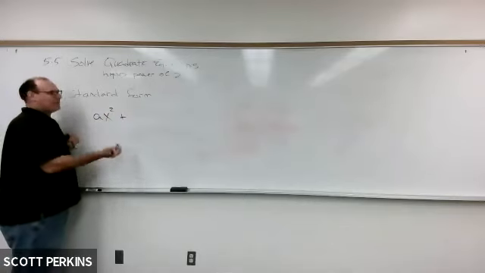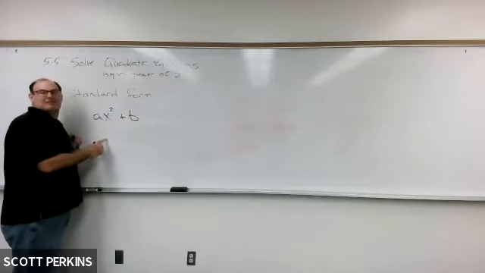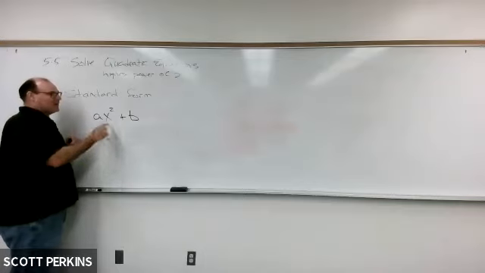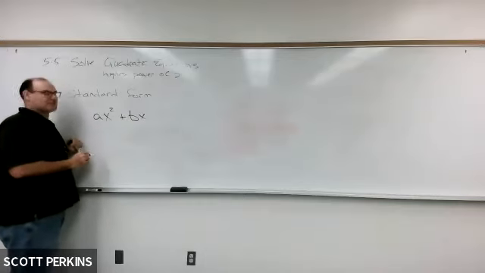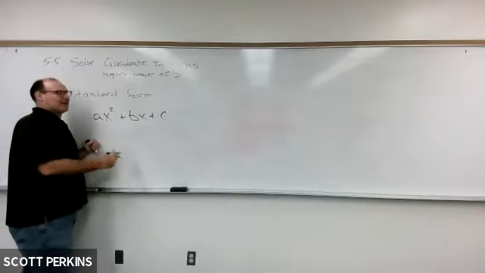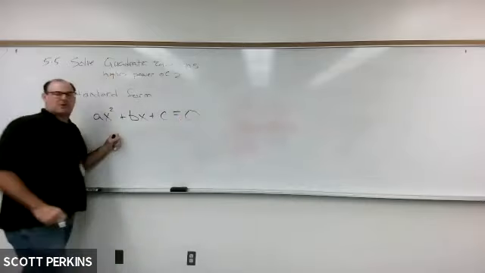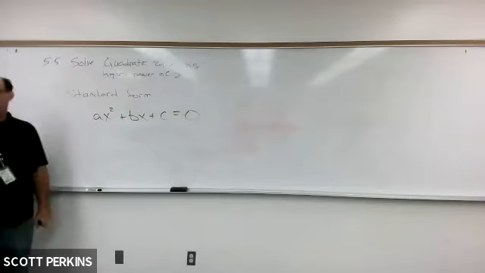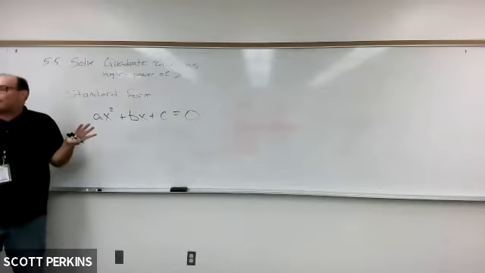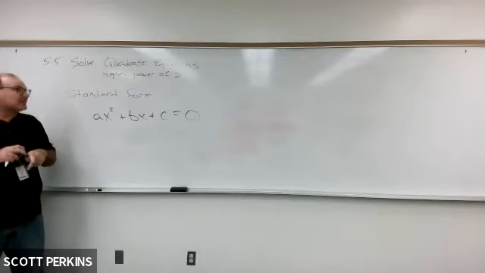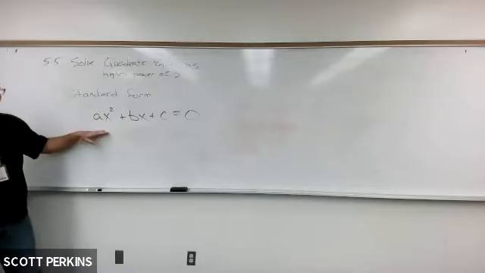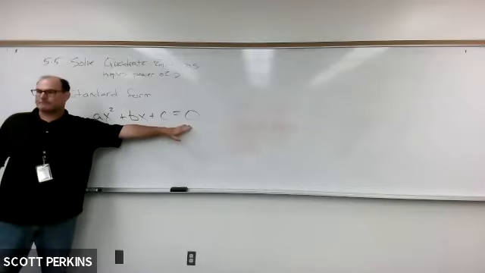Plus any number, well, I've already used A, so I'm going to use B. These are the common letters used throughout math and math textbooks and everywhere. So B times x, that's my middle term, plus any number, a constant added on, and it's equal to 0. This is called the standard form of a quadratic equation. And so however you solve it, we're going to solve by factoring in this section, you always want your quadratic equation to look like this. You want it to be equal to 0.